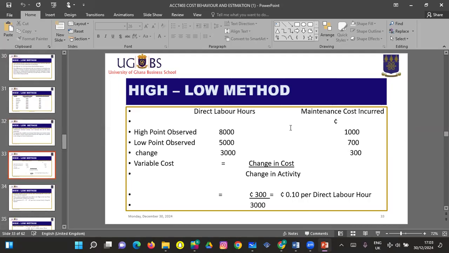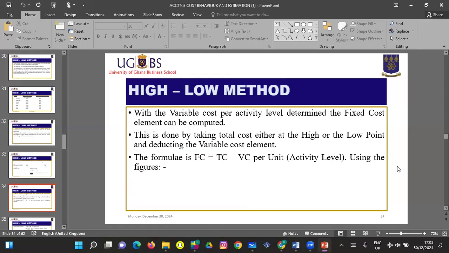So that's the same thing they are doing here. Take the highest activity level and the lowest, then we allocate their cost. Remember, we are not talking about the highest cost and lowest cost. We are talking about the highest activity level and lowest activity level and the costs attributed to them respectively. So the difference between them is 1,000 minus 700. That's the same thing that I just did, so I don't need to go over it, otherwise the video will be long.